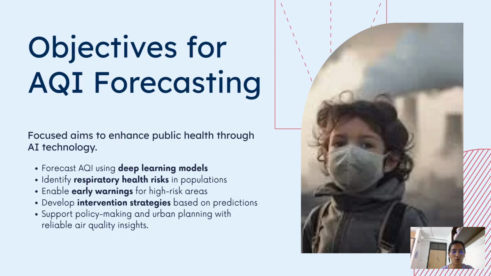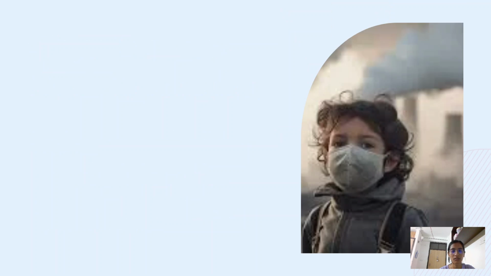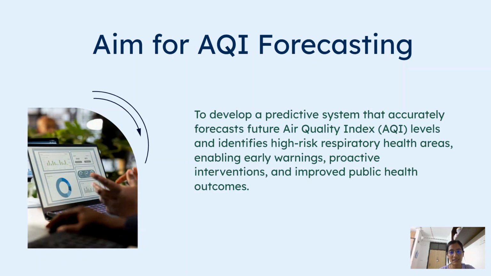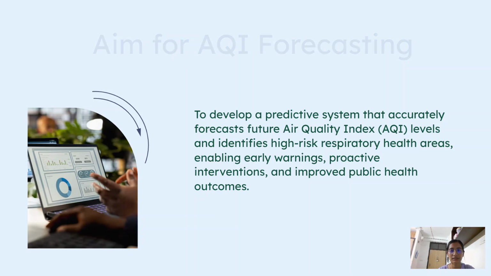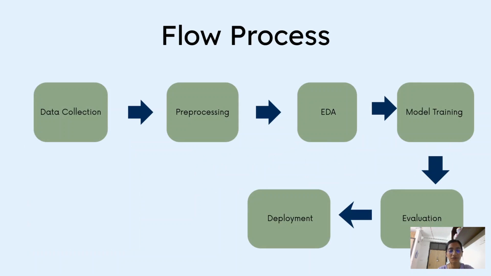Next is the objective for AQI forecasting. In this, we will forecast AQI using deep learning models, identify respiratory health risk in populations, enable early warnings for high-risk areas, develop intervention strategies based on predictions, and support policy making and urban planning with reliable air quality insights. The aim of this project is to develop a predictive system that accurately forecasts air quality index levels, identifies high-risk respiratory health areas, and enables early warnings so that the public can be alerted about respiratory conditions.